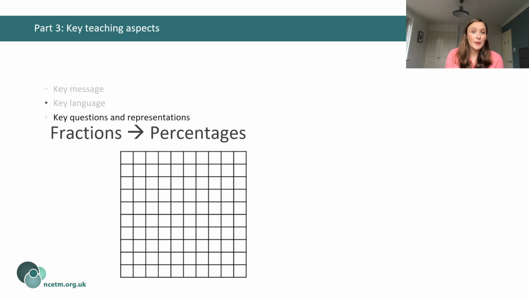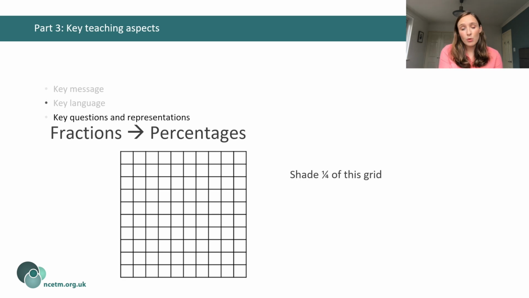So I start this topic with a 100s grid. I like to print these out and laminate them, and then the students can use them throughout the series of lessons that we're doing these conversions. They're particularly useful for fractions to percentages. And what I tend to do is I ask the students to shade, for example, 1/4 of this grid.